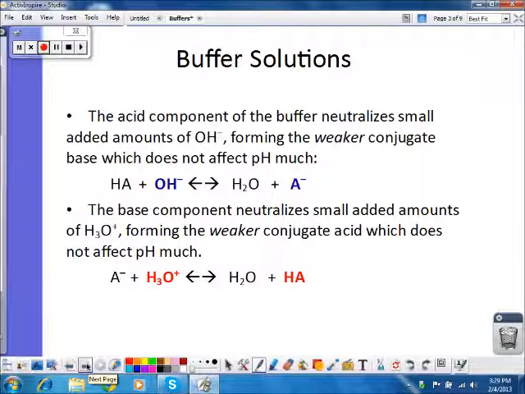Okay. And what happens with the buffer is the weak acid will react with small amounts of hydroxide to form the conjugate base of the weak acid, which itself is weak. So it lessens the impact on the pH of the hydroxide by changing it into something that is weak instead of strong. And the same thing happens with the weak base part. The weak base interacts with hydronium to form the conjugate acid, but again the conjugate acid isn't as strong as a strong acid, so I don't get nearly as much H3O plus in solution. So that's how a buffer works.